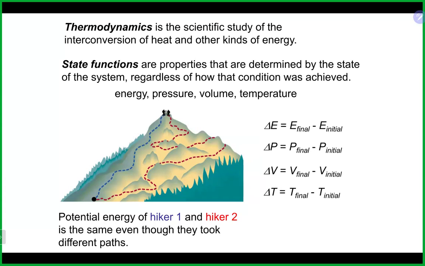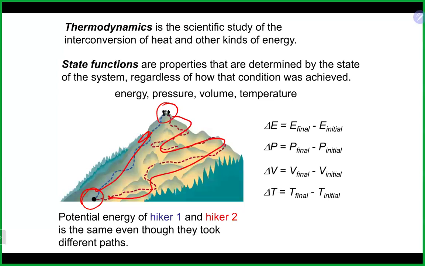What that means is, for example, if we look at our hikers, they both started over here and they both ended right there. In terms of their potential energy, they're the same at this point because they both started in the same location and ended in the same location. The only two important things are where you start and where you end. It doesn't matter that the red hiker took the scenic route up the mountain and the blue guy took the more direct route. In terms of potential energy, they will be the same.